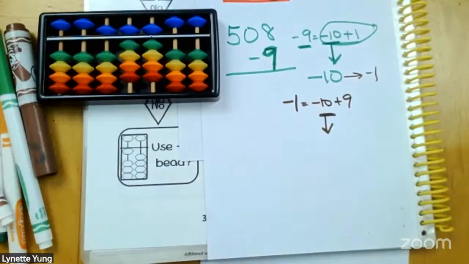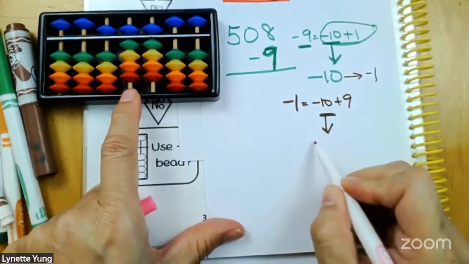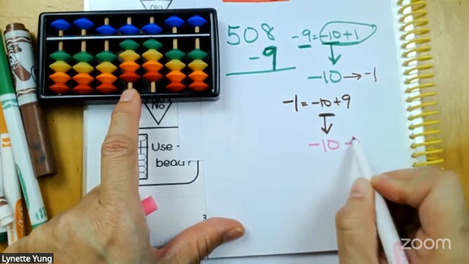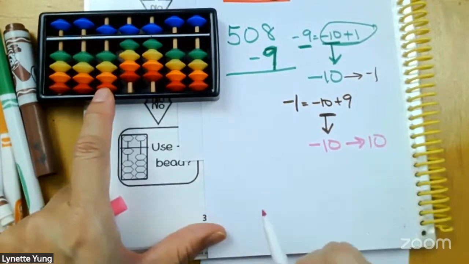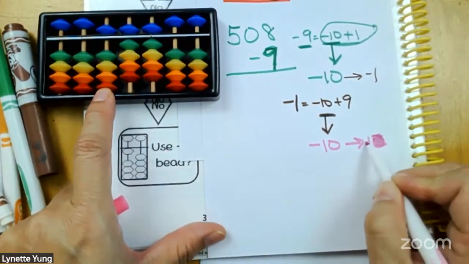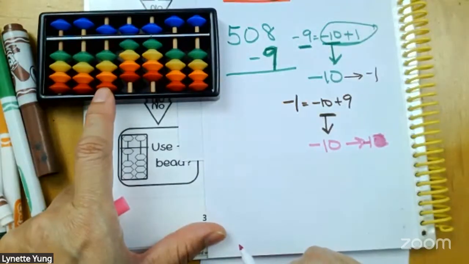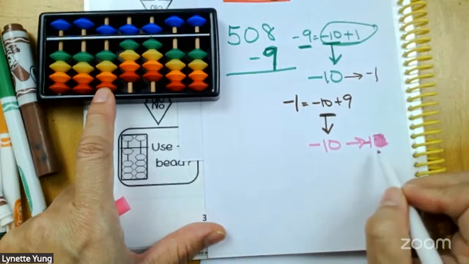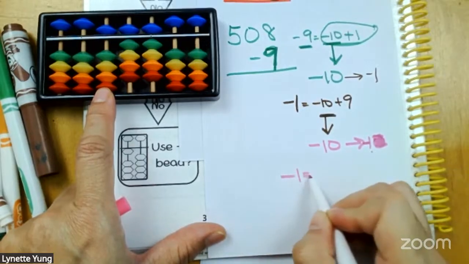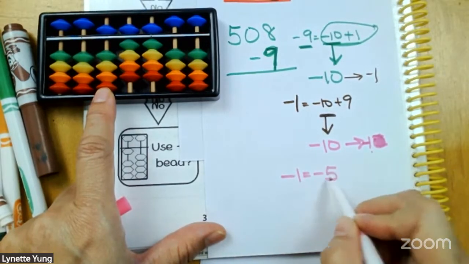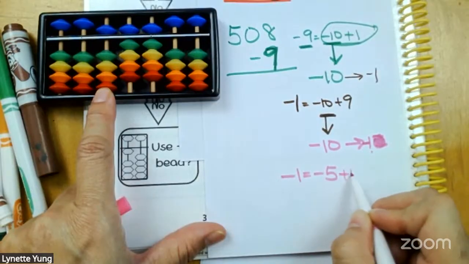Okay, minus. I'm minus the 1 because I'm adding the 9 in that place. That's why. So minusing the 1 is minus the 5 plus the 4.